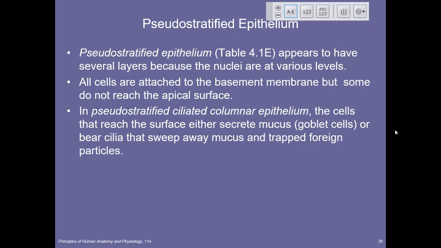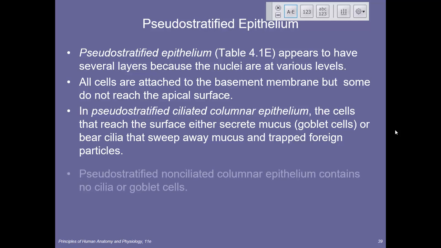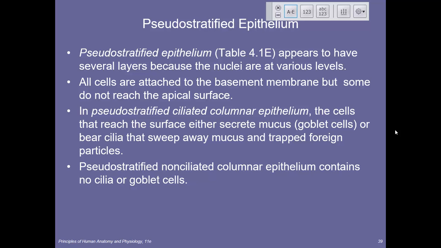Questions on that? Does that make sense? Yeah, Annika. So non-ciliated columnar cells don't necessarily have to have microvilli. They don't. Most of them do, and most of the time in the respiratory tract, when you see a goblet cell, it's usually pseudostratified. But it doesn't have to. Again, there's exceptions to every rule. Pseudostratified non-ciliated columnar epithelium contains no cilia or goblet cells.